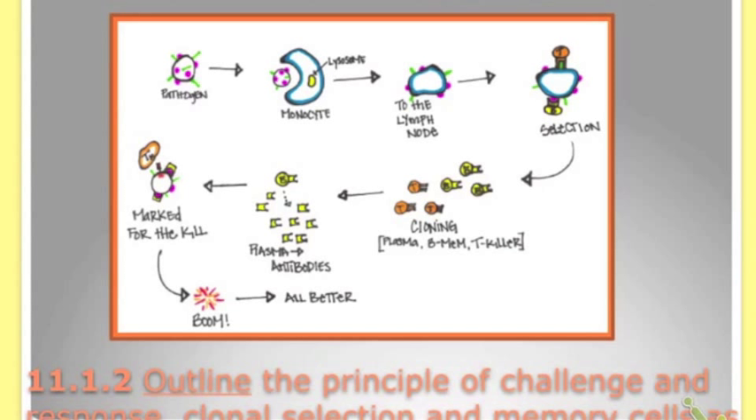So today we're going to be looking at assessment statement 11.1.2, which asks us to outline the principle of challenge and response, clonal selection, and memory cells as the basis of immunity.